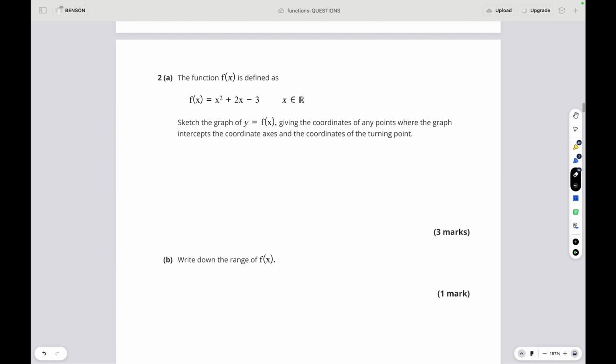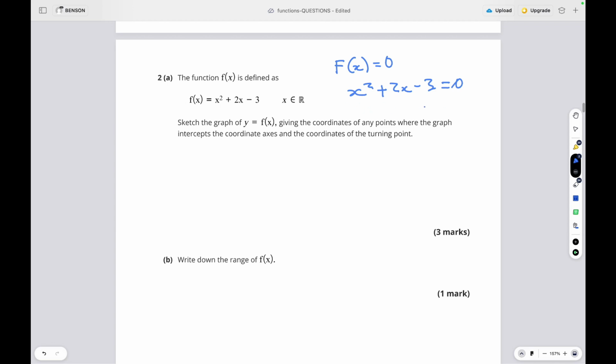Now, just to start with, from P1, we know that in order to find the x-intercepts of the function, f of x must be equal to 0. So we must solve the equation f of x equals 0. So our f of x in this case is x squared plus 2x minus 3 equals 0. So what we are going to do then is to try and solve this.